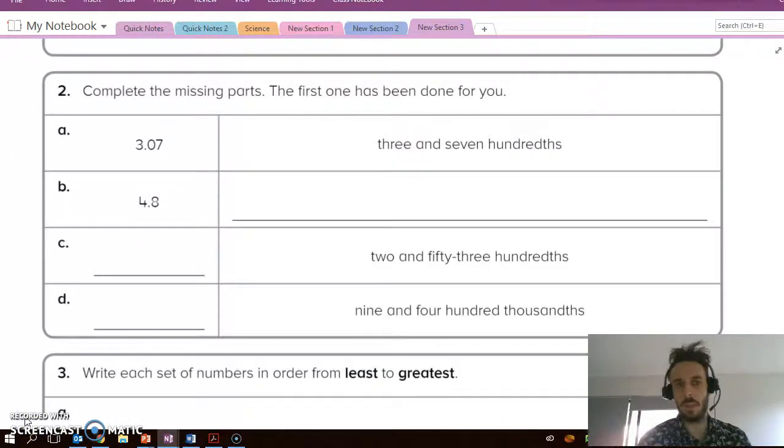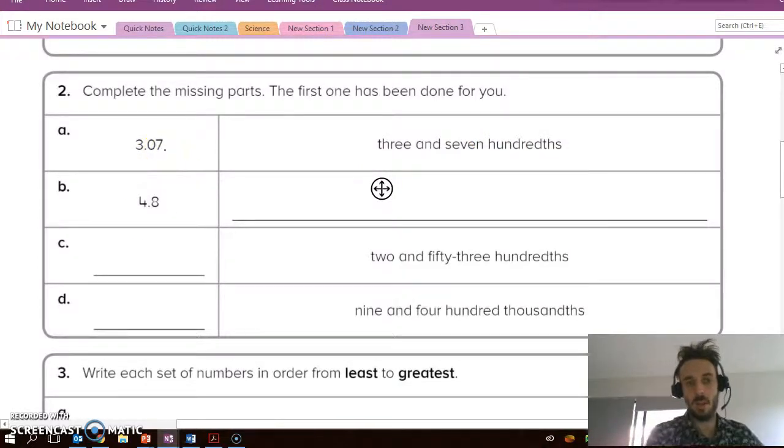Question 2. Complete the missing parts. The first one has been done for you. I love when they do the first one for you. So I'm going to read that one carefully. It says 3.07. And so that's 3 wholes and 7 hundredths. And you can just write that as 3 and 7 hundredths. Yep, that's right. So look at the next one.